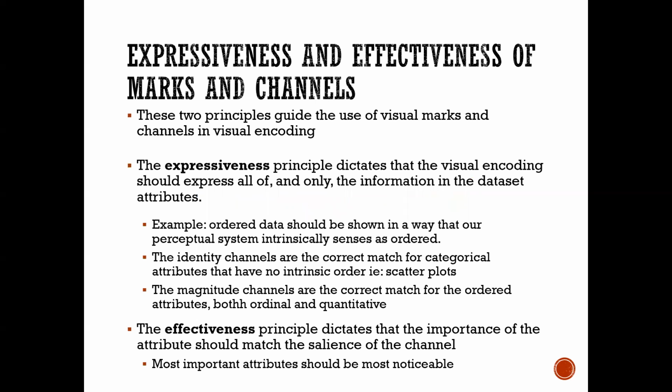So there are two principles to guide the use of visual marks and channels in visual encoding. The expressiveness principle dictates that the visual encoding should express all and only the information in the data set. For example, ordered data should be shown in a way that our perceptual system intrinsically senses as ordered. As a converse to that, unordered data should not be shown in a way that implies order. Identity channels are the correct match for categorical attributes that have no intrinsic order, for example, scatter plots. And the magnitude channels are the correct match for the ordered attributes, both ordinal and quantitative.